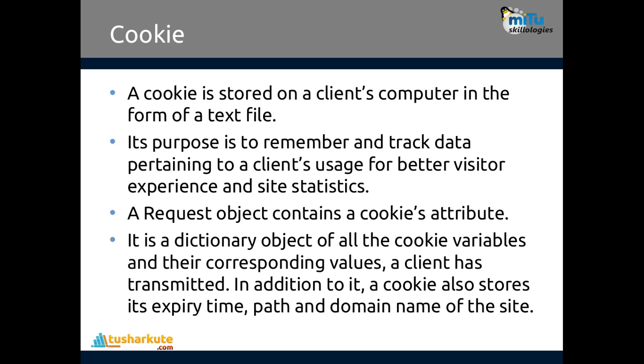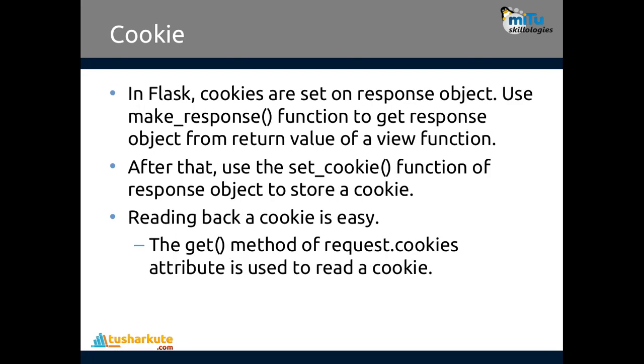A cookie is stored on a client computer in the form of a text file. Its purpose is to remember and track information pertaining to the client's usage for better visitor experience and site statistics. The request object contains the cookies attribute inside it. It's a dictionary object, where all the cookie variables and their corresponding values that a client has transmitted are stored. In addition to that, a cookie also stores its expiry time, path and the domain of the site.